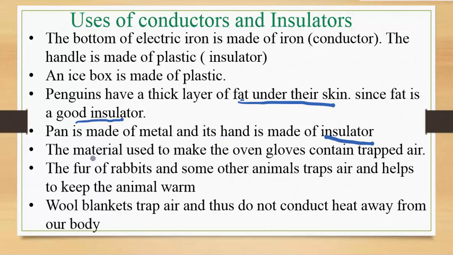safely. And the fifth point is that the material used to make oven gloves contains trapped air, because air is a good insulator. If there is air, then heat loss doesn't take place, and heat doesn't transfer from the oven to our hands. And next, the fur of rabbits and some other animals traps air and helps to keep the animals warm. This is the same concept as the penguins or the oven gloves.